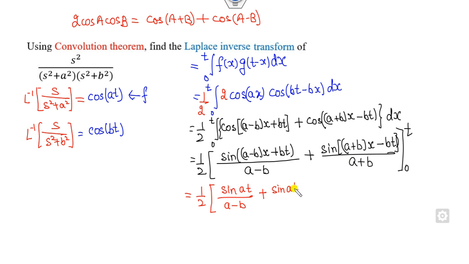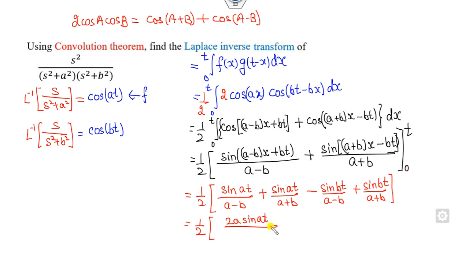It's a over a plus b minus, when you substitute 0, this will be 0. So sine bt over a minus b. When substituted here, it's a negative, so minus minus plus sine bt over a plus b. Fine. So what will happen? It's a half. From the first two components, sine at will become common. So it is 2 sine at over a square minus b square.